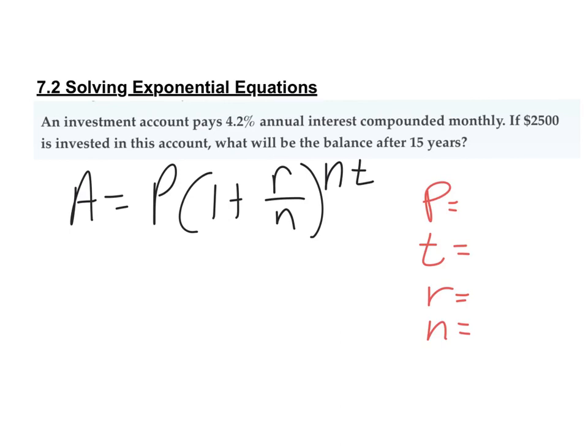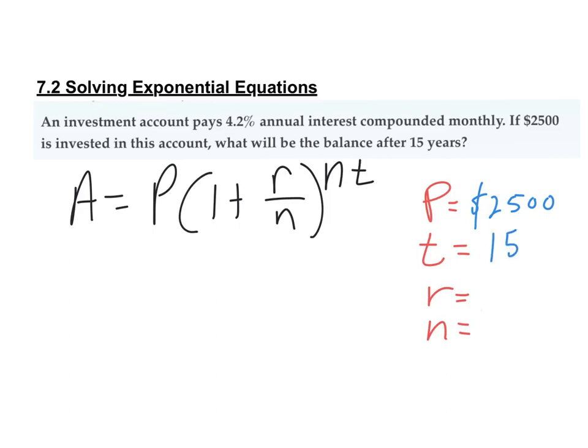So P is the principal. My starting amount. What is my starting principal in this problem? $2,500. Okay? Time has to be in years, so how long is the investment going to sit? 15 years. It's going to sit for 15 years.